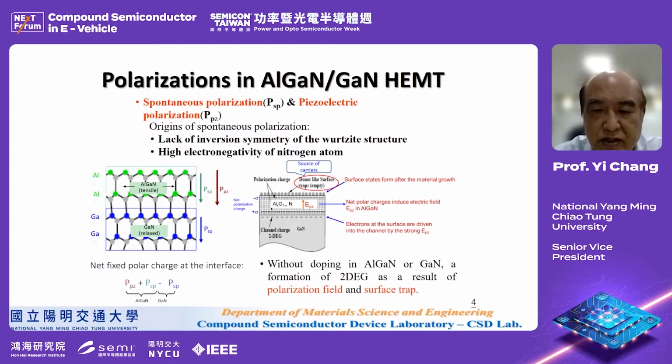So in this case, we have electrons from the surface states, and we have the piezoelectric effect and the spontaneous polarization effect, which create an electric field that drives electrons to the 2DEG area and forms the 2D electron gas channel at the interface. So overall, without doping in the AlGaN and gallium nitride material, the 2DEG is formed as a result of the polarization field and surface states.